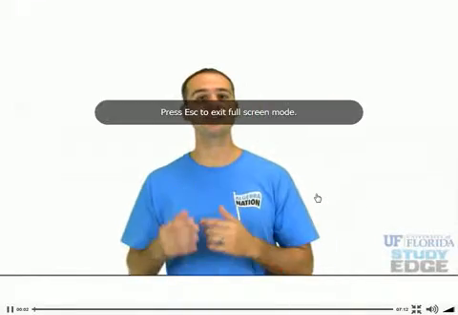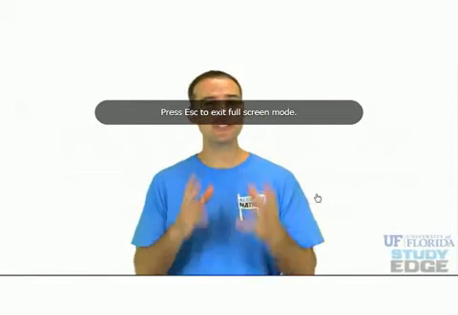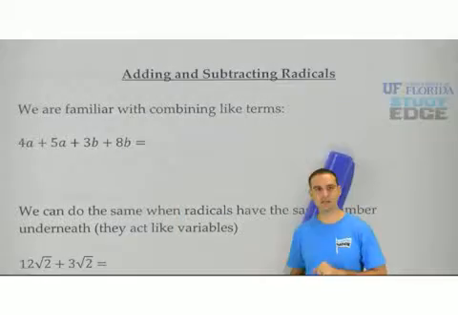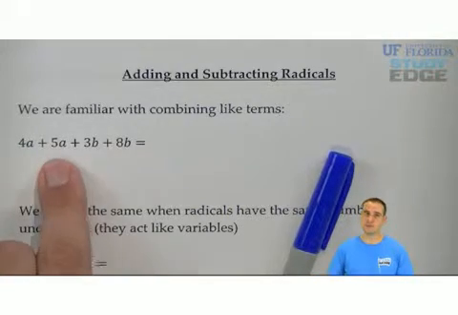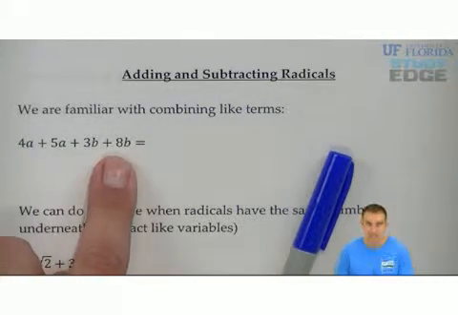Here we're going to add and subtract radicals. This is just like any addition or subtraction where you need to combine like terms. So let's go back to like terms for a second. 4a plus 5a plus 3b plus 8b.